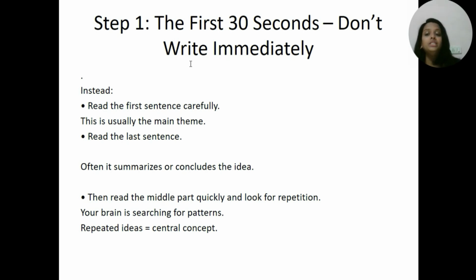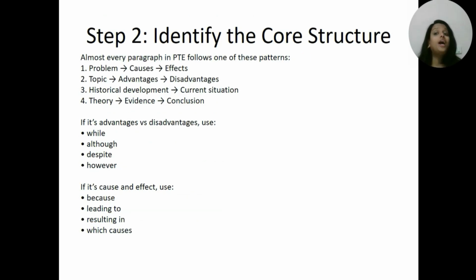Then you can read the middle part quickly and look for repetition. So here your brain is searching for patterns. Repeated ideas mean that's the central concept. Got it? And step 2 here is to identify the core structure of the paragraph.